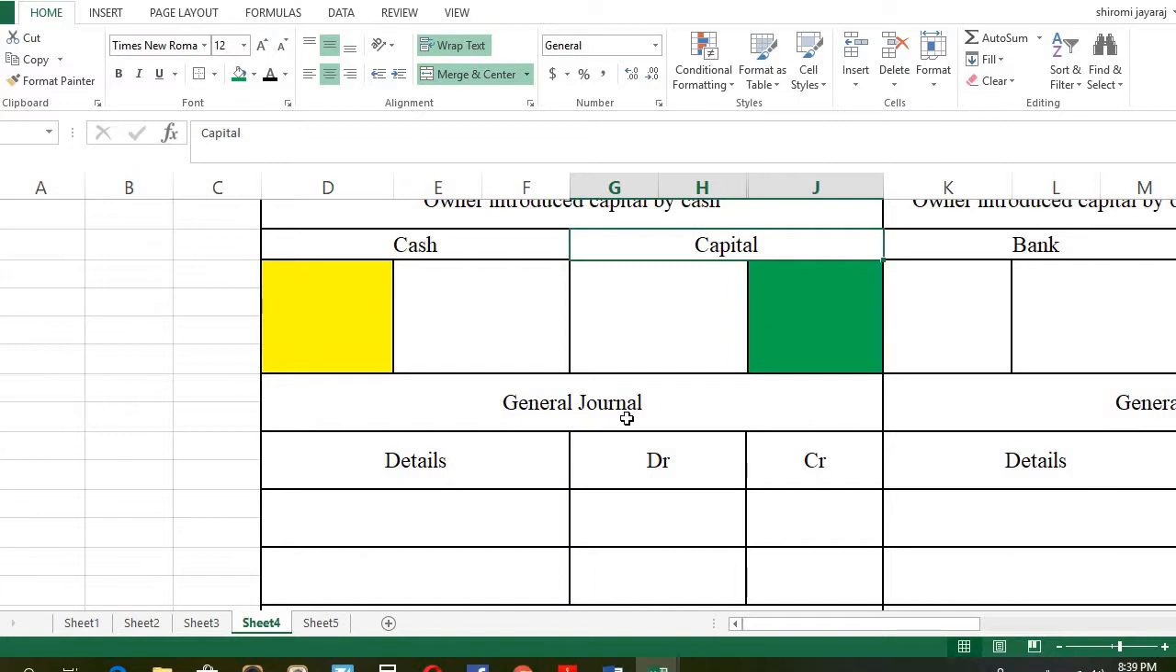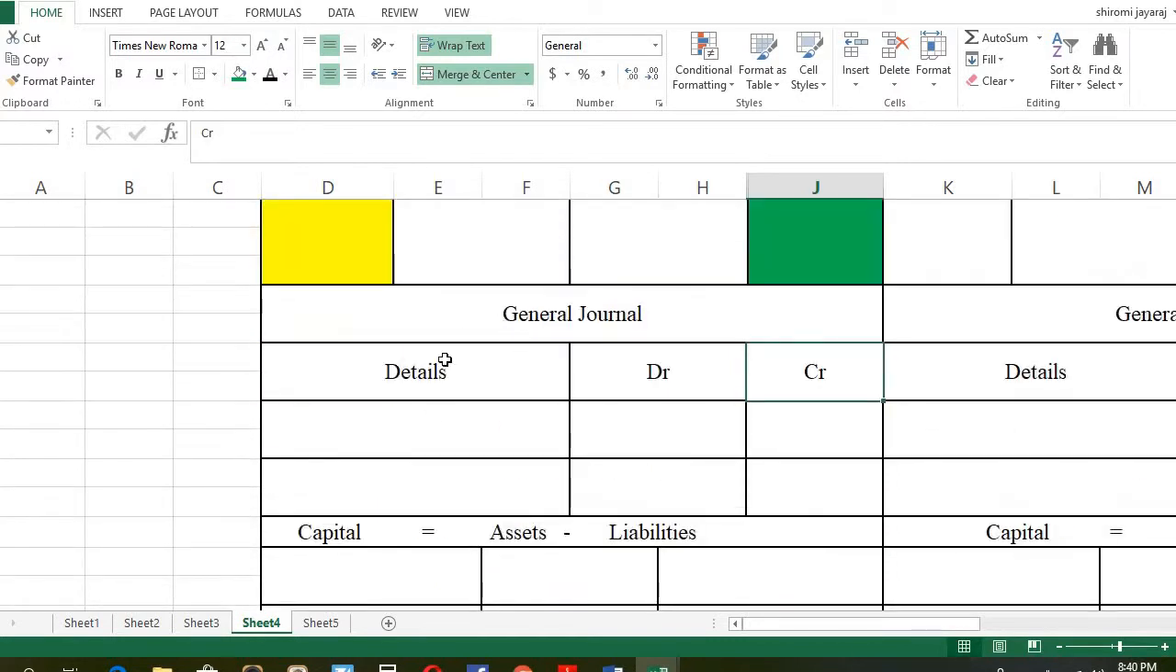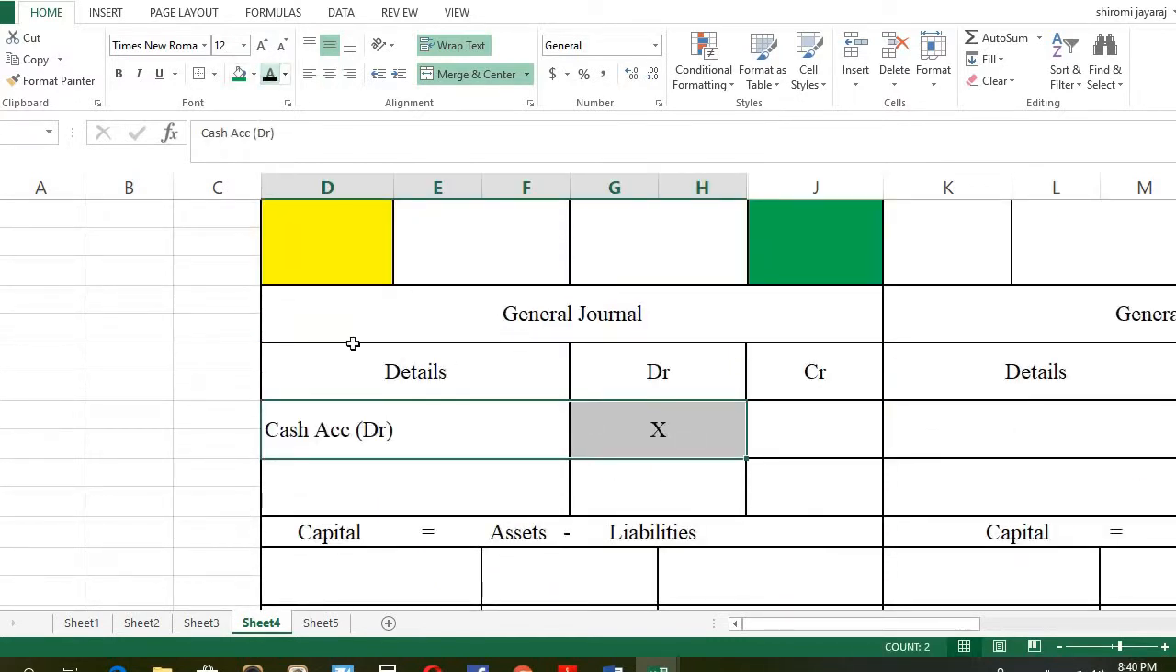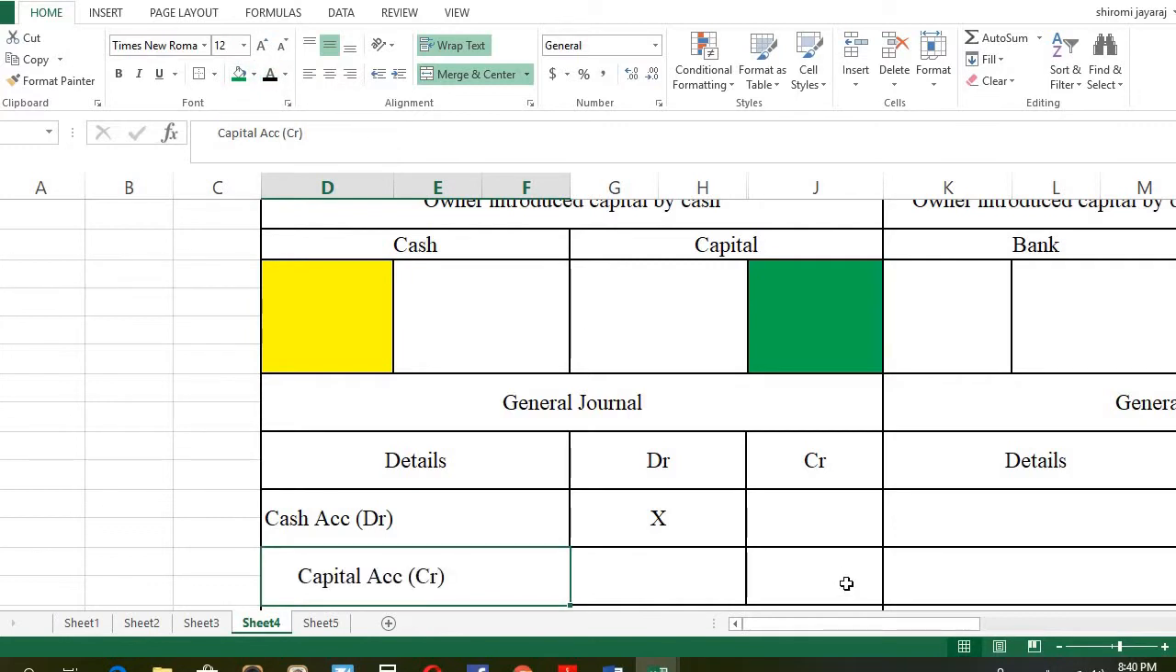Now it's time to understand the general journal, or we call it journal entry. So this is the format. Usually you get a date column, but since we are doing a mind map, I didn't include it, but later when we are doing questions, we're going to include details, debit, credit. So what did we do here? We debited the cash account. So you will specify that over here. Cash account debit, and whatever the value is provided in the transaction, you debit it. And we credited the capital account. So let's write the detail as capital account credit, and we credit it in the credit column.